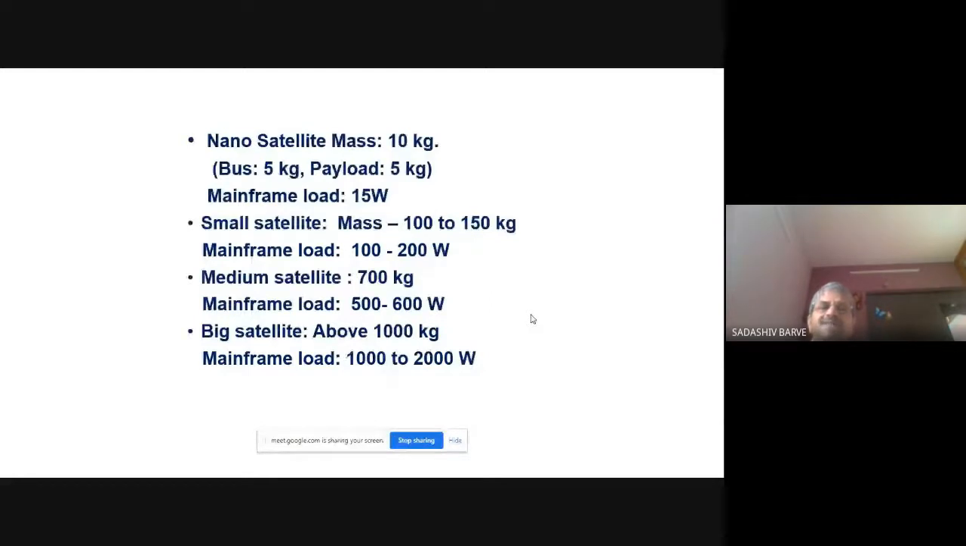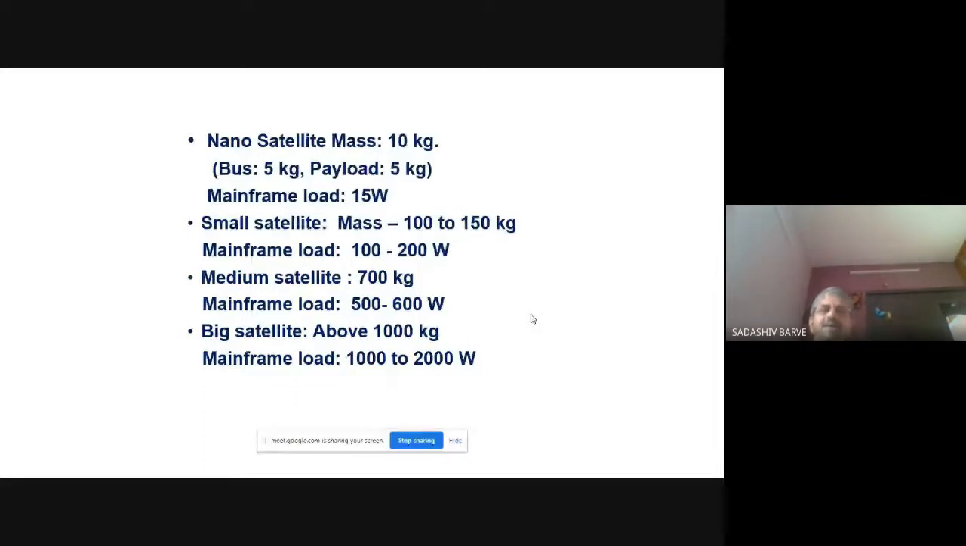If we see, for example, a nano satellite is referred to as a satellite whose mass is approximately 10 kg, where the bus mass is 5 kg and the payload is 5 kg, and the mainframe load, that is the power it can generate, is of the order of 15 watt. These are typical values I am giving. One need not stick to those values exactly. It can be a few watts this side or that side.